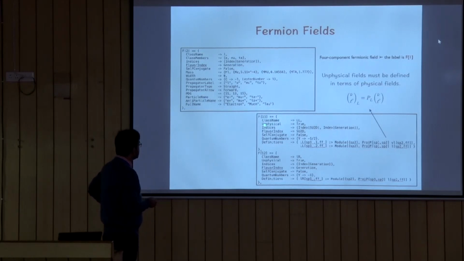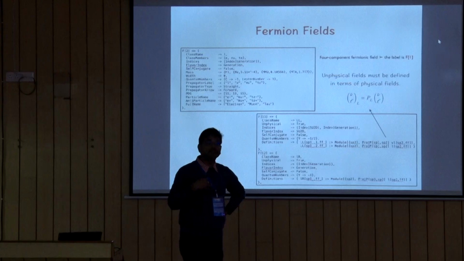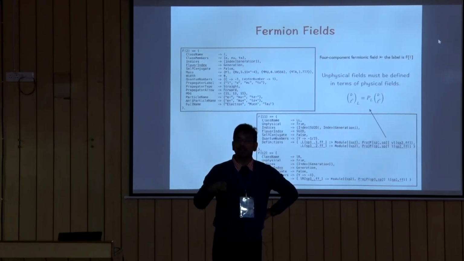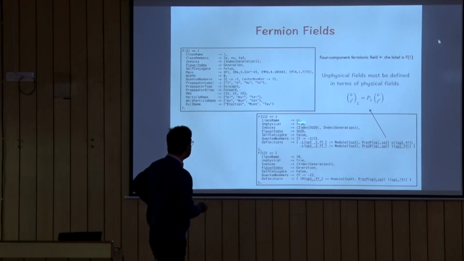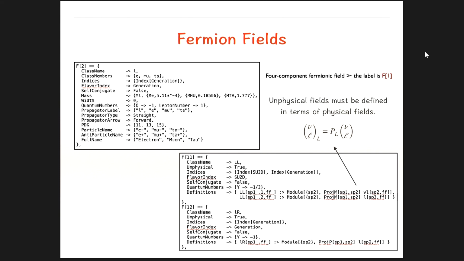So, once again, the class name is LL, as I just mentioned, and these are unphysical, which is true. Indices: now here you see that this index comes into play. You remember that SU2 has 2 different representations. SU2W was the adjoint one and SU2D is the fundamental representation. So, here the index will be SU2D, and there will of course be the generation index, and the flavor index is associated with this SU2D.